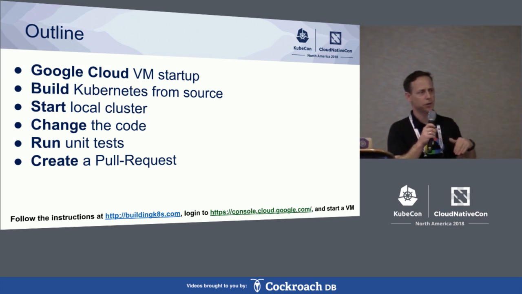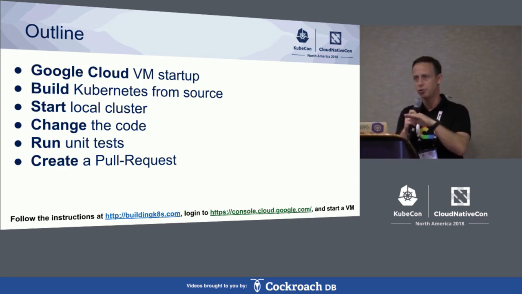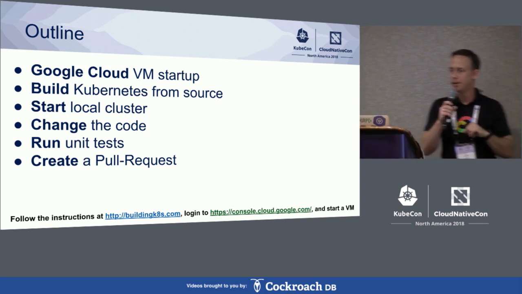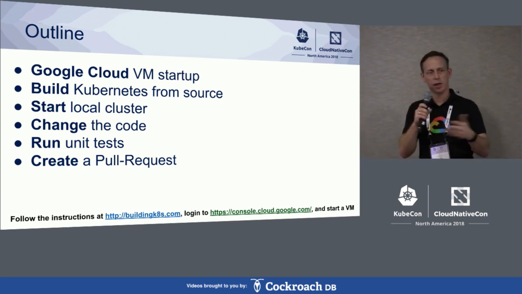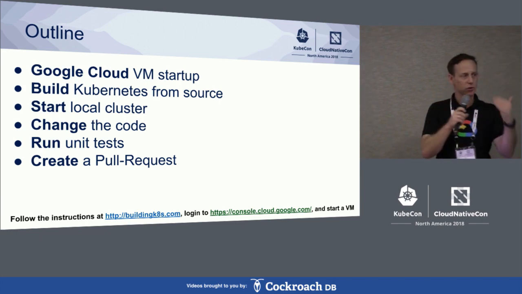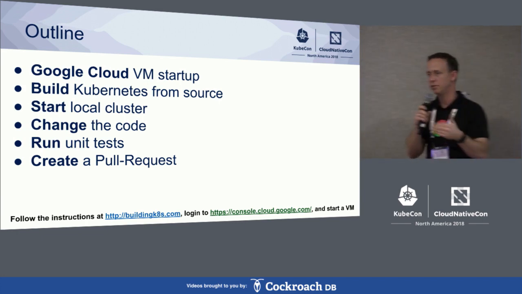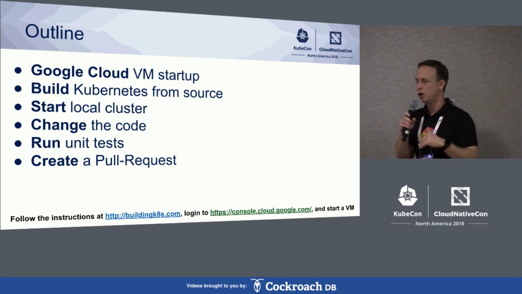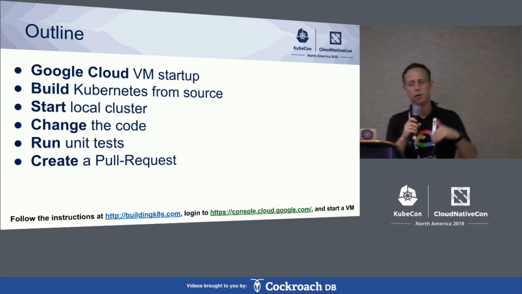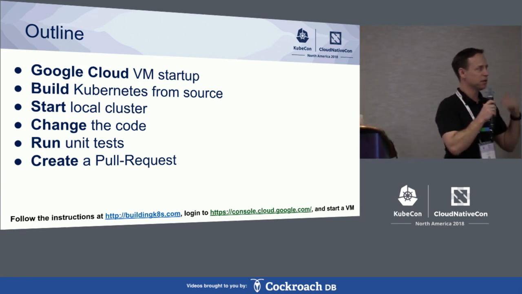So the outline for today's talk: we will get a VM running, and then we will build Kubernetes from source. We'll clone the repository and start it up, and Silvia is going to cover this part of the session. Then in the second half, Michael is going to talk about forking the code, making changes, running the unit tests, and submitting a PR.